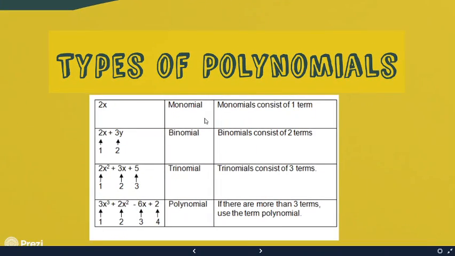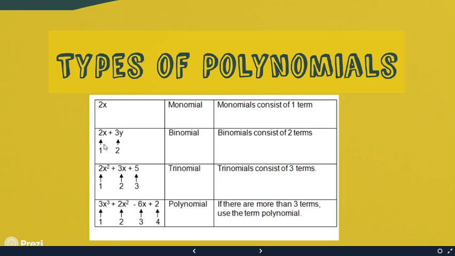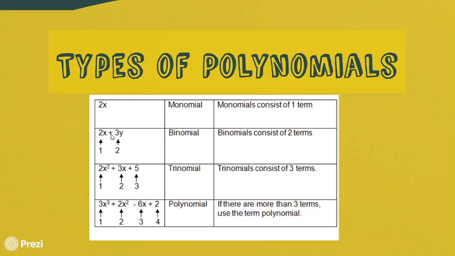Okay, so we talked about monomial. Monomial consists of one term. Now anything above one term is technically a polynomial. But some polynomials have special names. So if you have two terms, with one addition or subtraction symbol, okay, this is called a binomial. So kind of think of like the prefix bi, like in bicycle, you have two wheels. So a binomial, you have two terms.